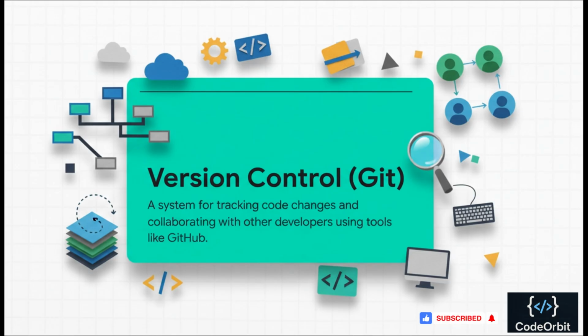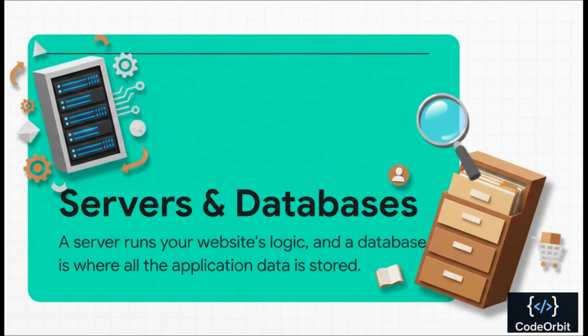It's called Git. It's a system that tracks every single change you make to your code. Think of it like a time machine for your project, or the ultimate tool for working in a team. It is a must-learn for any developer, period. With the system for managing our code in place, let's look at the two big pieces of the back end.